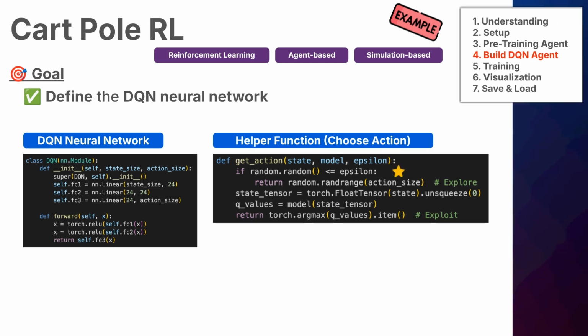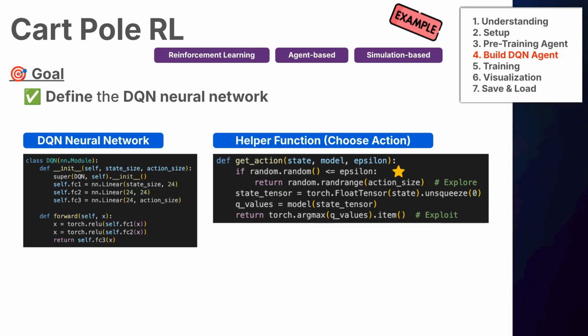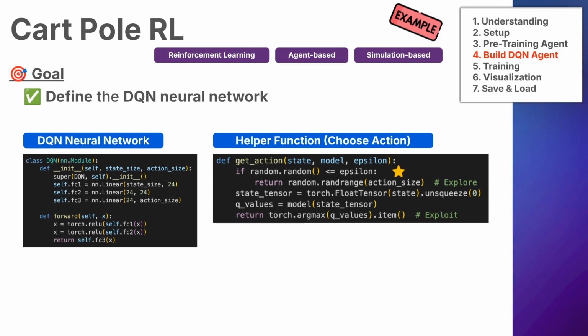This line randomly generates a number between 0 and 1. If it's less than or equal to epsilon, the agent chooses a random action. This encourages exploration of the environment, trying new things. If the condition is true, a random action, like left or right, is chosen. This helps the agent explore rather than always relying on what it already knows.